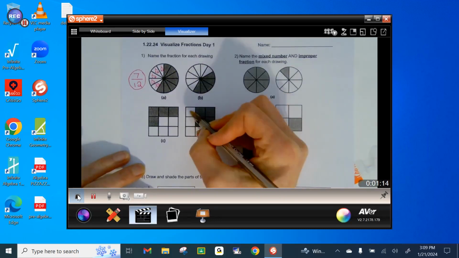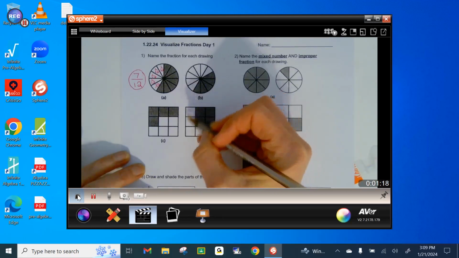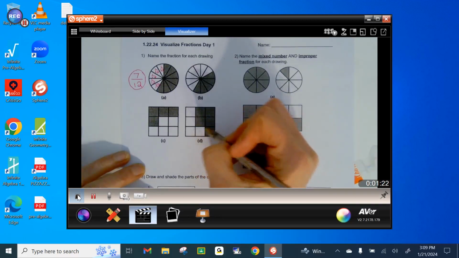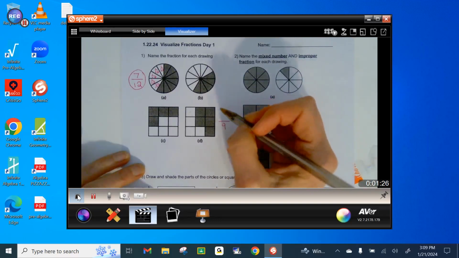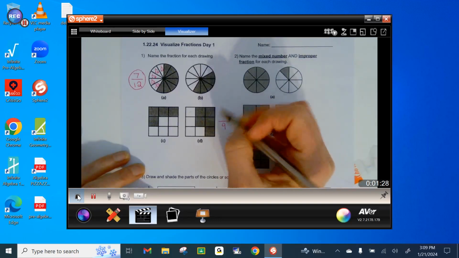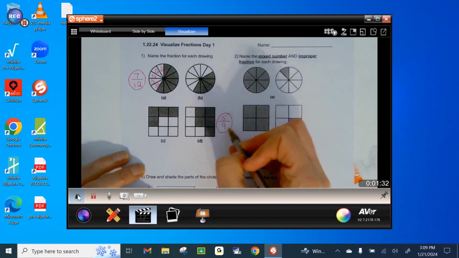You're counting how many parts we have this square divided into. It looks like 9. 1, 2, 3, 4, 5, 6, 7, 8, 9. So it's divided into 9 parts. That goes in the denominator. And then the shaded parts, we have 1, 2, 3, 4, 5. 5 shaded parts. So this represents the fraction 5/9.